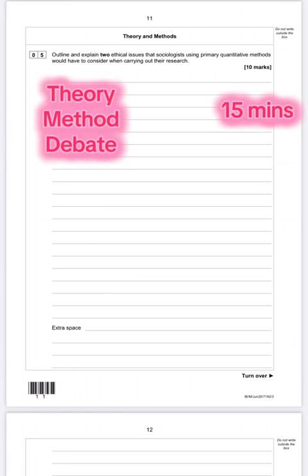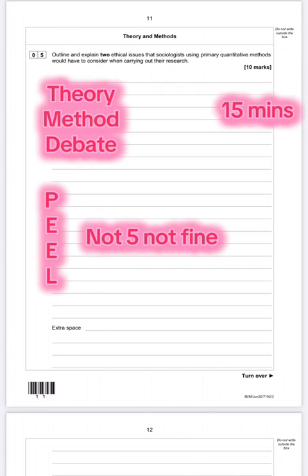Question number 5 is your theory and debate or method question. I would spend 15 minutes on this, so 7.5 minutes per idea that you're explaining. Use that PEL structure, but no need to evaluate. You can use analysis here, but you do not need to evaluate.